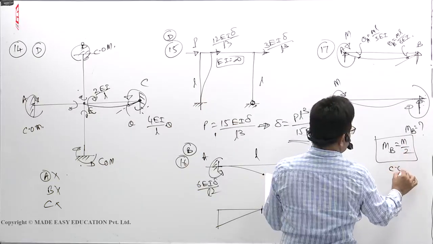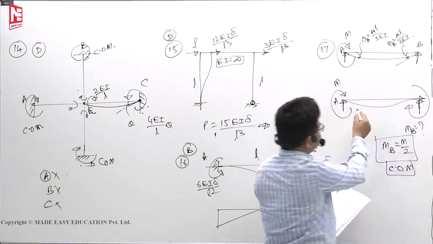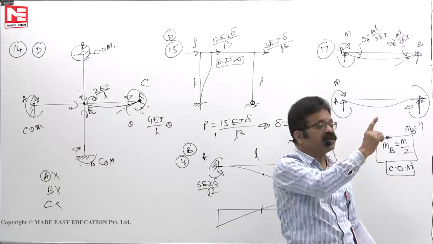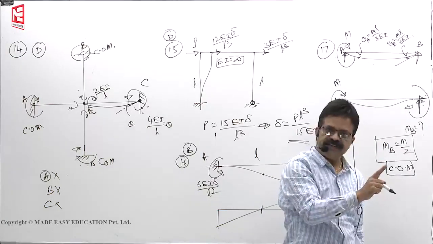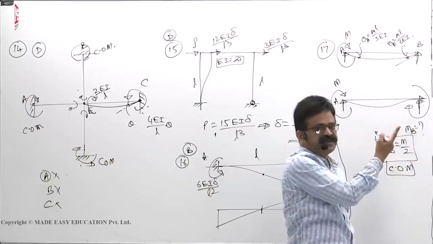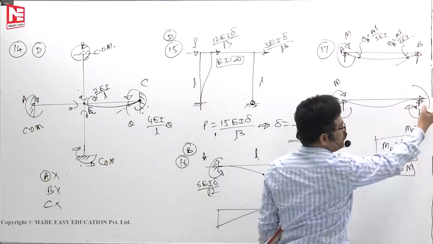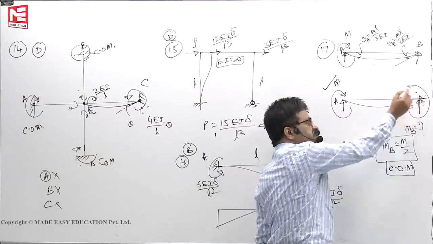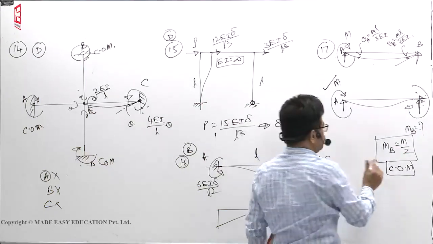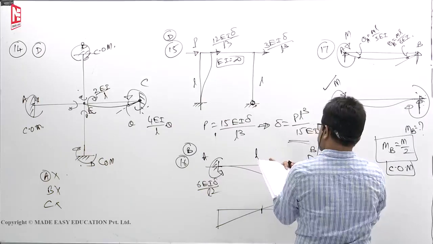This behaves like a carryover moment. I told you, if you draw the deflection profile corresponding to theta 0, that deflection profile will tell you how much moment is required. This behaves now like a propped cantilever. The applied moment is M, half will be carried over to make the slope 0. So M by 2. So for the 17th question, you will get C.